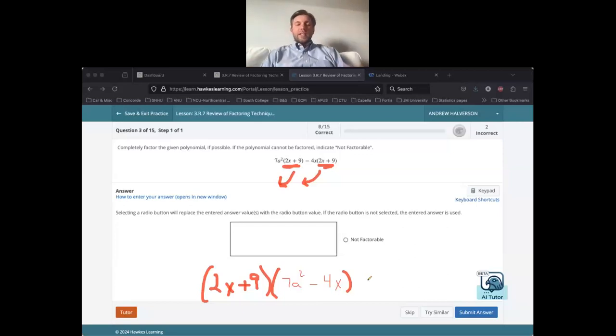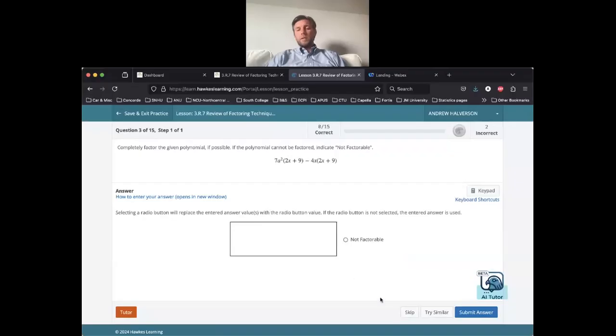So this is taking out a GCF, if you will. It's just a binomial. 2x plus 9 is the GCF in that case. So that's also something to be familiar with. And that's part of the grouping method. It's a subset of it. Now here, this is 3 terms. So it's a trinomial.